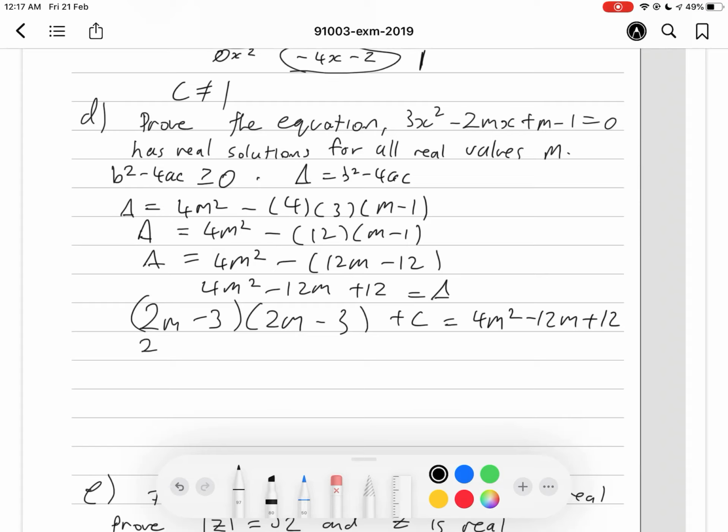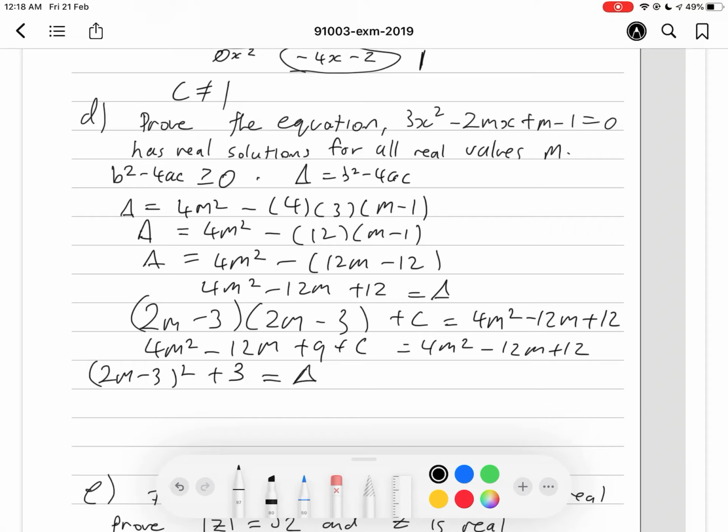So if we expand this out, we'll get 4m squared minus 12m plus 9 plus c equals 4m squared minus 12m plus 12. And therefore, our c value must be 3. So therefore, you'll have your perfect square, which is 2m minus 3 squared plus 3, is equal to your discriminant.